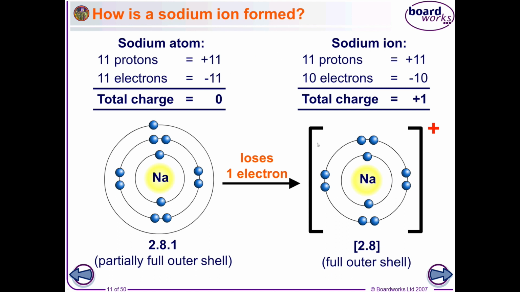Now what you'll notice on the screen is that we've put square brackets around the sodium now. And that square bracket indicates that it is an ion. So it's lost or gained electrons. If you ever see square brackets, it's telling you that it's an ion that has either lost or gained electrons to achieve the charge that it has now got. So the square brackets and the plus charge are there to tell me that the sodium has lost 1 electron, and that's why it's positive.